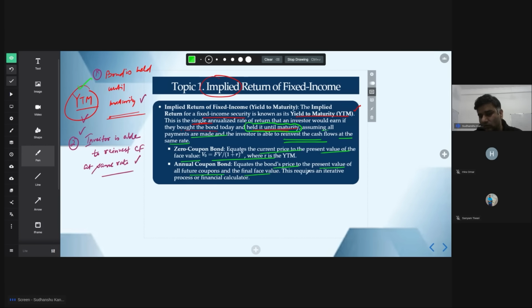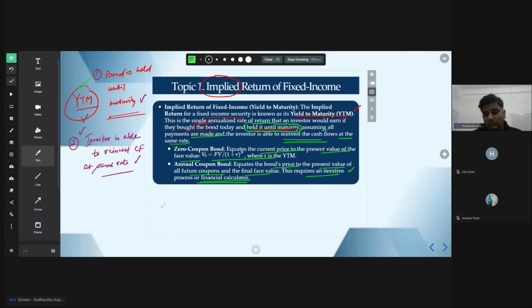So this is what I taught you yesterday also. YTM is nothing but equating the current price to the present value of all cash flows. And this requires an iterative process or a financial calculator. Please remember this very clearly. YTM cannot be found by equations. YTM can only be found by a financial calculator because it's an iterative process.